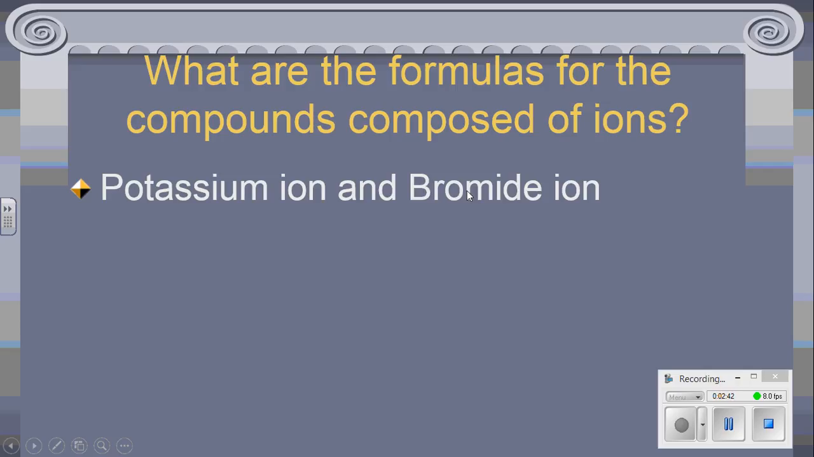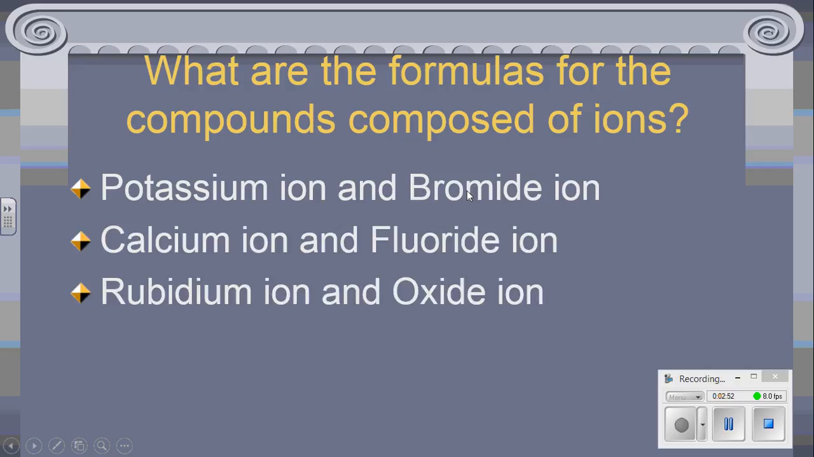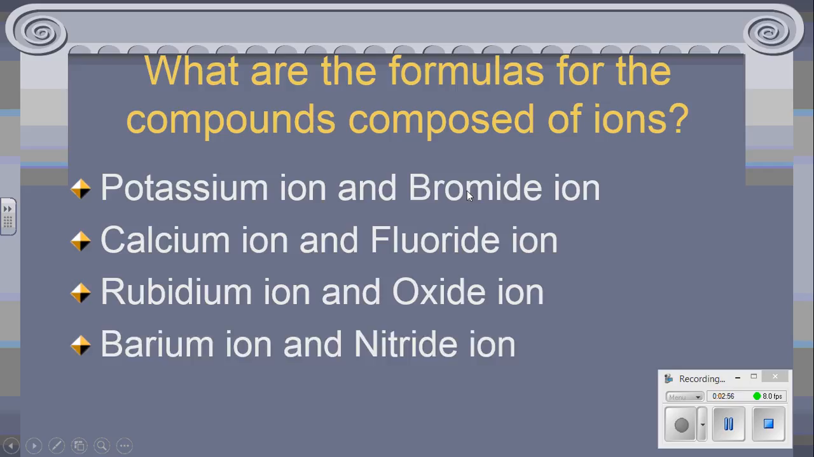Now, this is a preview of what the next chapter is going to be, so we're just going to hit the highlights here. And I'm going to give you a few to practice on. What happens if we have calcium and fluoride ions, or rubidium ion and oxide ion, barium ion and nitride ion? So why don't you put this on pause and try to work those out, and when you come back, we will look at the answers.